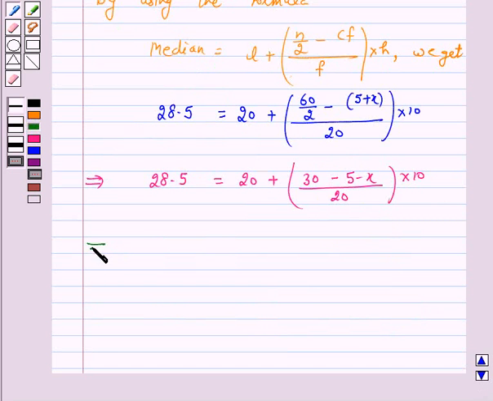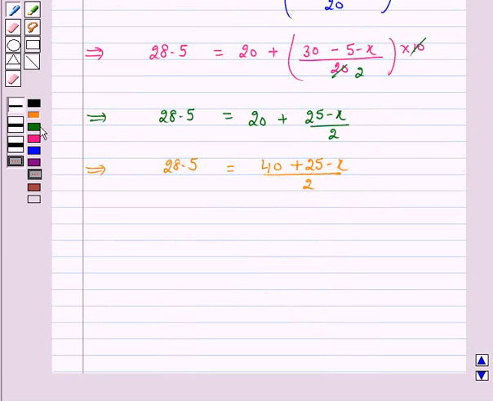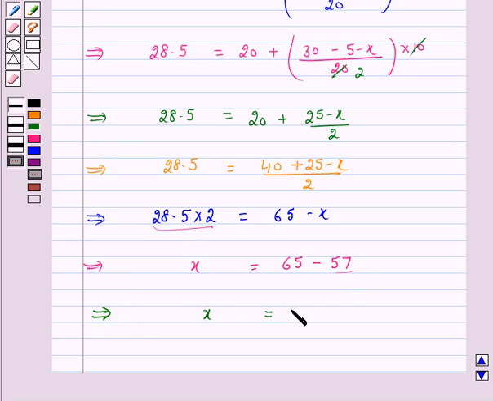And this implies 28.5 is equal to 20 plus (30 minus 5, that is 25, minus x) upon 2. And this implies 28.5 is equal to 40 plus 25 minus x, upon 2. And this implies 28.5 into 2 is equal to 65 minus x, and this implies x is equal to 65 minus 57, because 28.5 into 2 is 57. This implies x is equal to 8.